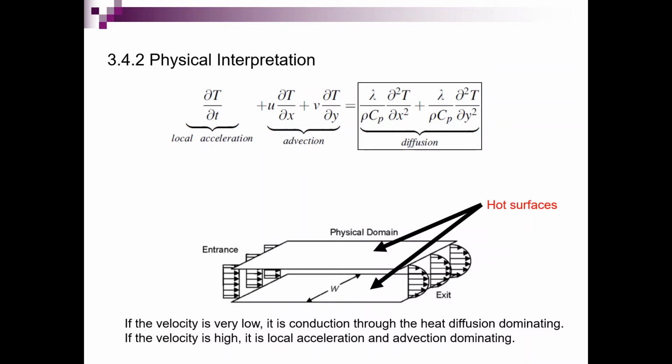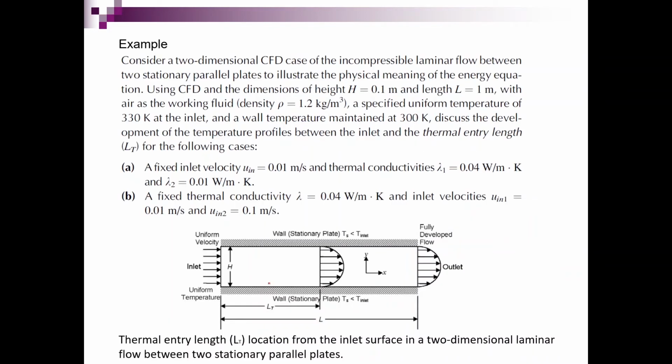Usually, if we study heat exchangers, one of the parameters that improves the heat transfer efficiency is the Reynolds number, which affects the velocity of the fluid. This is one example. We consider a two-dimensional CFD case of incompressible laminar flow between two stationary parallel plates to illustrate the physical meaning of the energy equation. This is very similar to the one that we discussed in the previous slide.